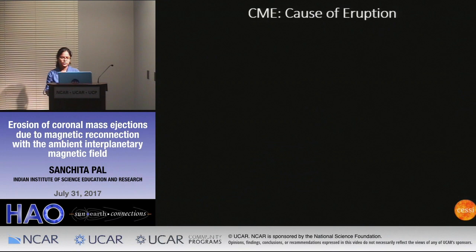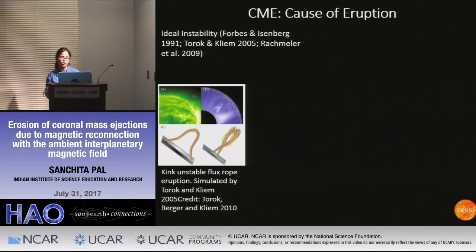So I will tell a little bit about the eruption causes of the CME. One of the causes might be ideal instability. Due to the photospheric motion of the CME flux rope foot points, the flux ropes get sheared and twisted, and when the twist reaches a certain kink level or threshold, then the pressure difference increases, and it is susceptible to erupt.